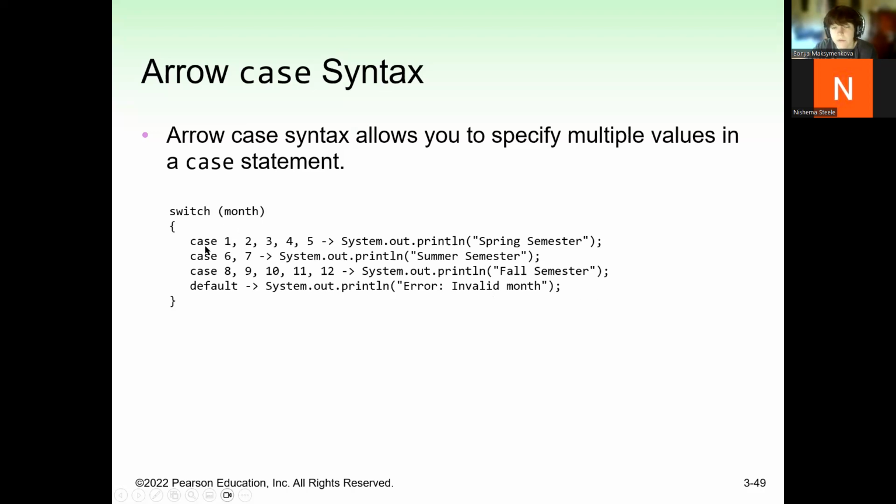This is how you would specify multiple values: 1, 2, 3, 4, 5, spring semester; 6, 7, summer semester; 8, 9, 10, 11, 12, fall semester. And again, the number is being passed right here. Whichever number that is, your compiler will look at all of the cases, find the corresponding number, and then do whatever that case tells the compiler to do.